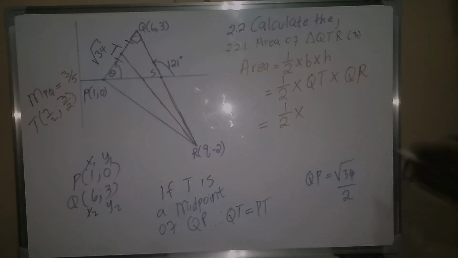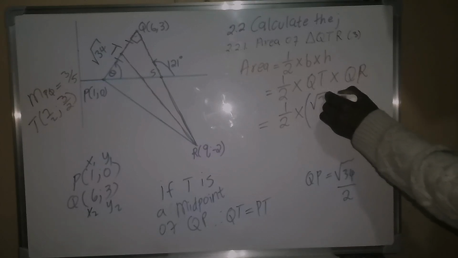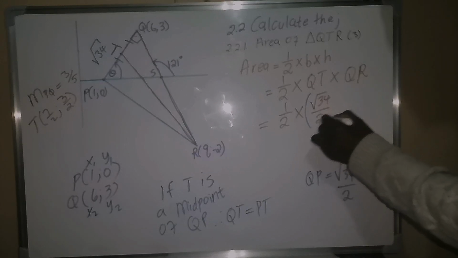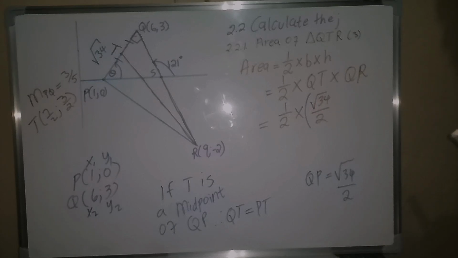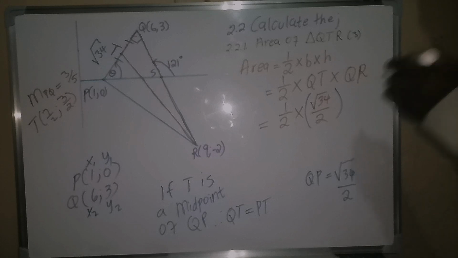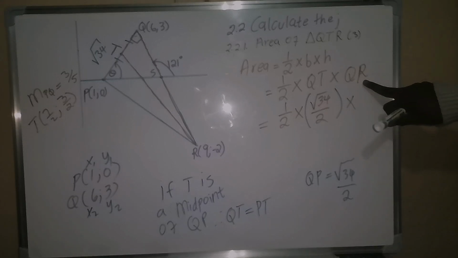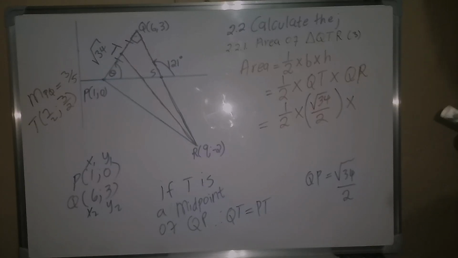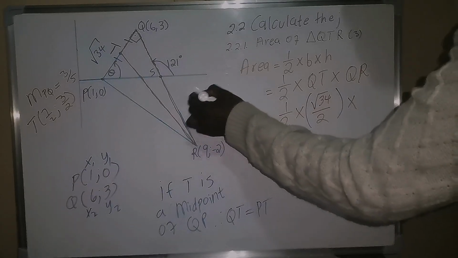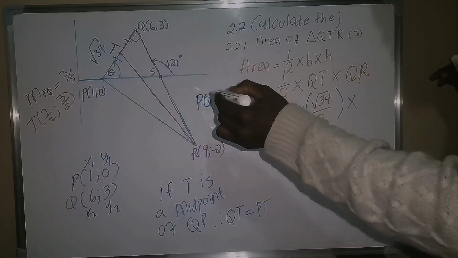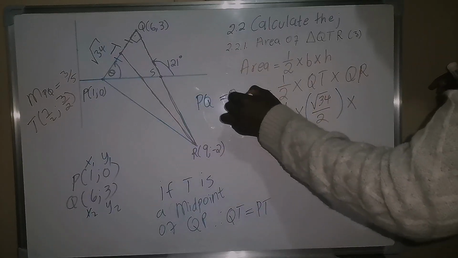Divide square root of 34 by 2, so you get the answer. So it will be square root of 34 divided by 2, multiplied by... Remember, guys, for us to find the length of QR, on the statement they said that PQ is equal to QR.